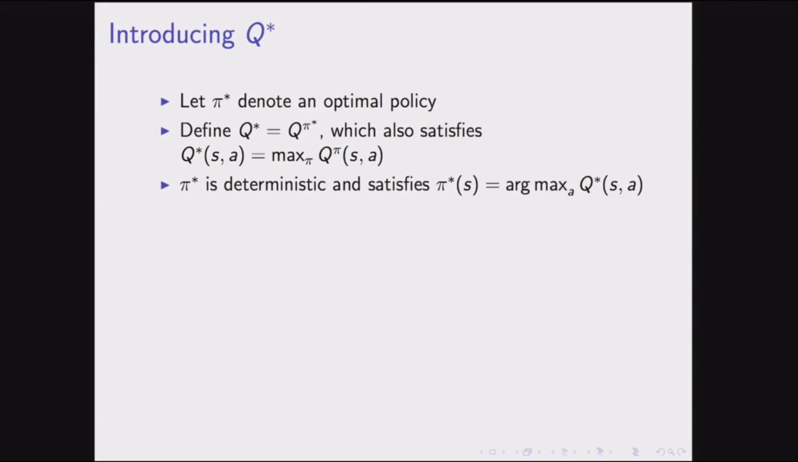The optimal policy is deterministic, and it should satisfy this equation that it takes the argmax of the optimal Q function. Recall that the Q function tells you your expected return if you take the given action. So obviously the optimal policy should take the action that has the best expected return. So that's why this last equation is evident.